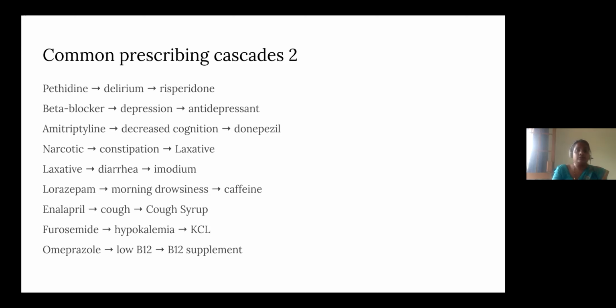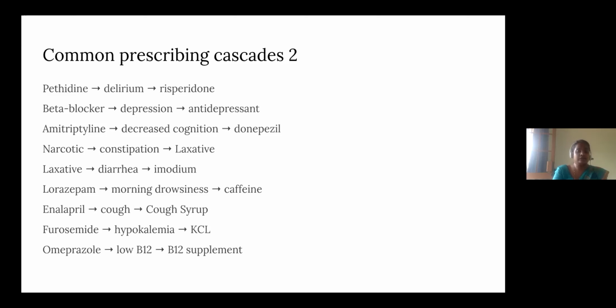With pethidine, patients develop delirium, leading to antipsychotic therapy like risperidone. Beta blocker causing depression, leading to antidepressant therapy. Amitriptyline causing decreased cognition, leading to donepezil. Narcotic causing constipation, starting laxative or laxative-induced diarrhea, requiring Imodium. And lorazepam causing morning drowsiness, which leads to caffeine intake.